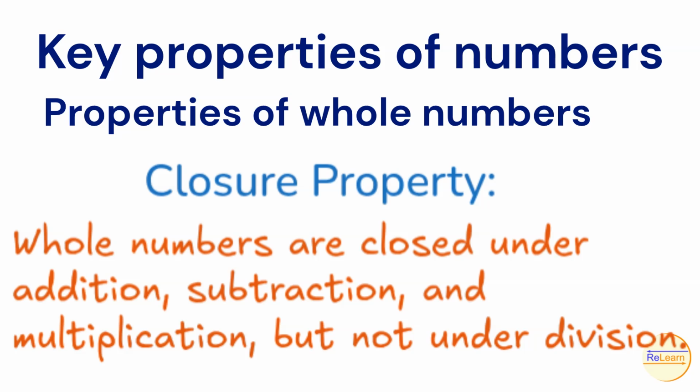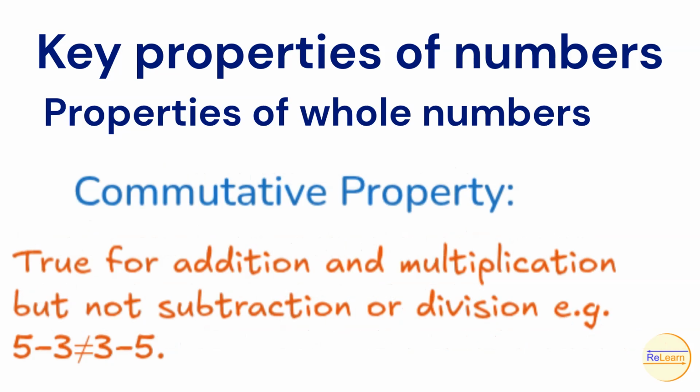Properties of whole numbers. Closure property. Whole numbers are closed under addition, subtraction, and multiplication, but not under division. Commutative property. True for addition and multiplication but not subtraction or division. 5 minus 3 is not equal to 3 minus 5.